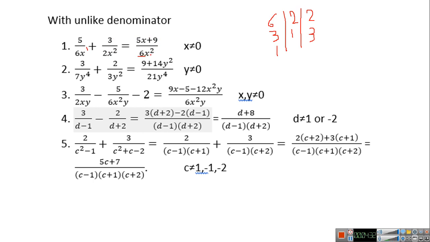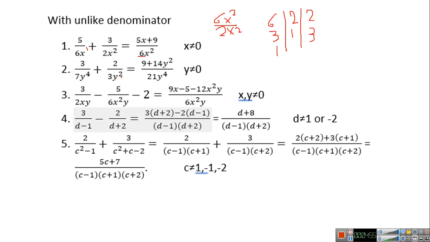Or I divide 6x squared by 2x squared. If you divide 6x squared by 2x squared, you're going to get x squared and x squared cancel out. You're going to get 3. So you multiply here by 3. X cannot be 0. Here the same thing. You have 7 and 3, so the least common multiple is 21.